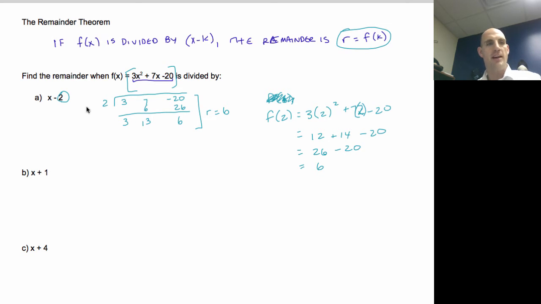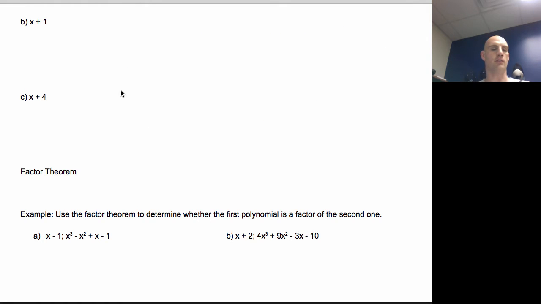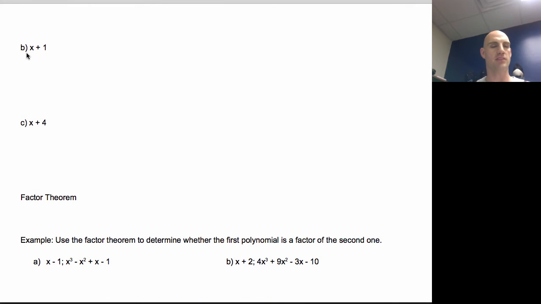Well, check that out. I actually divided it and got a remainder of 6. I did f of k, so f of k is equal to 6. They match, which means the remainder theorem actually does what it's supposed to do. Now we're going to find the remainder when 3x squared plus 7x minus 20 is divided by x plus 1.